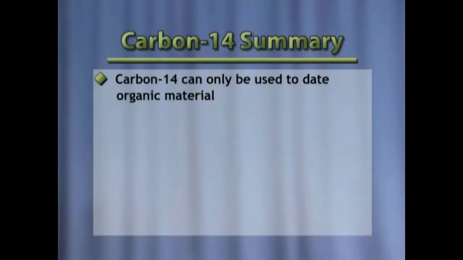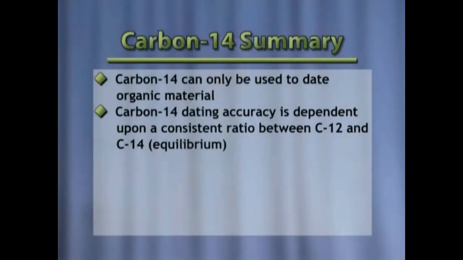So, carbon-14 summary. Carbon-14 can only be used to date organic material because people, animals, and creatures take in carbon-14, rocks don't. So the next time you go to one of these rock or fossil shops and you find this rock that they've got dated there 40 million years old, and you ask them how they know this, and they say it was carbon-14 dated, you can start asking for a discount because they can't use carbon-14 to date rocks. Carbon-14 dating accuracy is dependent upon a consistent ratio between carbon-12 and carbon-14 called equilibrium.